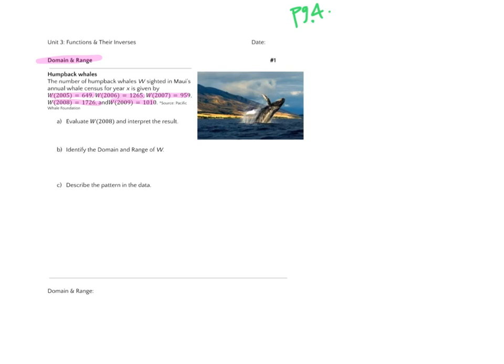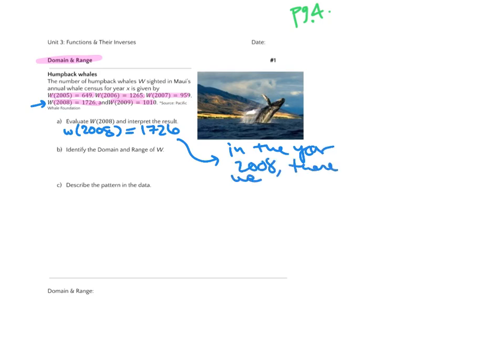So it's asking me for this one. Hold on, I need to move that box. Okay. So I know because I don't need to actually do any math. I have this. So in the year 2008, I had, if I were the keeper of the whales, 1,726. So then I would say in the year 2008, there were 1,726 whales counted. Yeah, there could have been more. We just didn't see them.